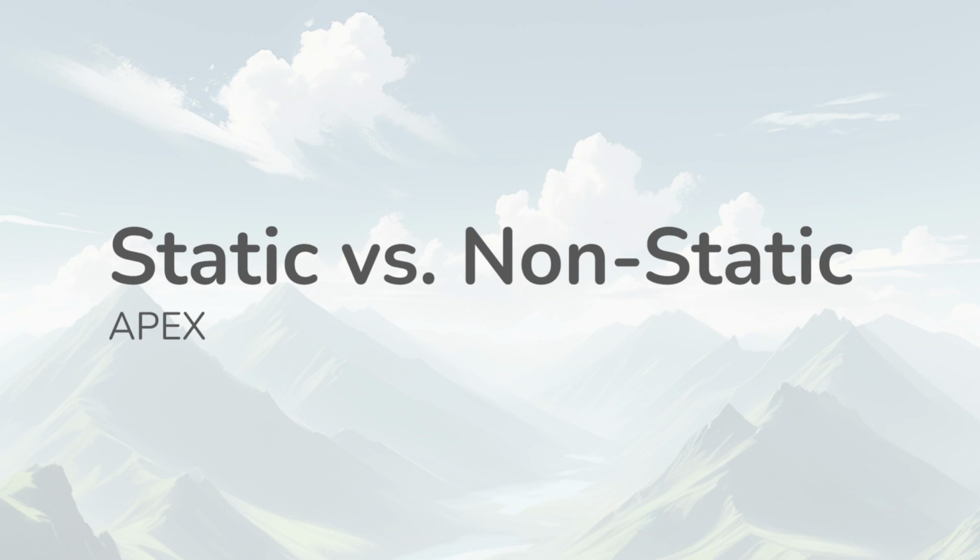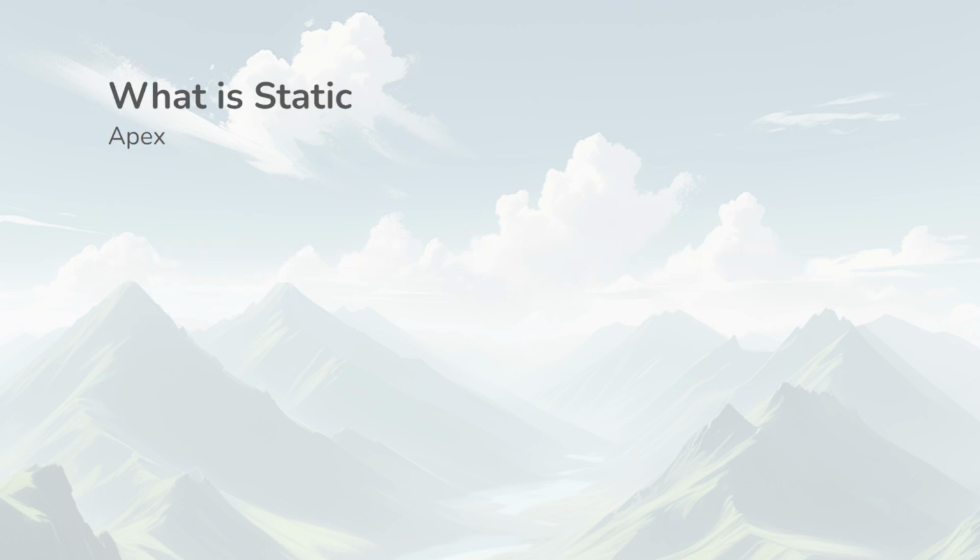In this video, we are going to learn about the concept of static and non-static in Apex and also try to understand it through a couple of demos. So, what is static first? Static is a type of variables and methods in an Apex class. Variables and methods created with static keyword get associated with the class, and to access them we don't need to create objects or instances of that class that they belong to.